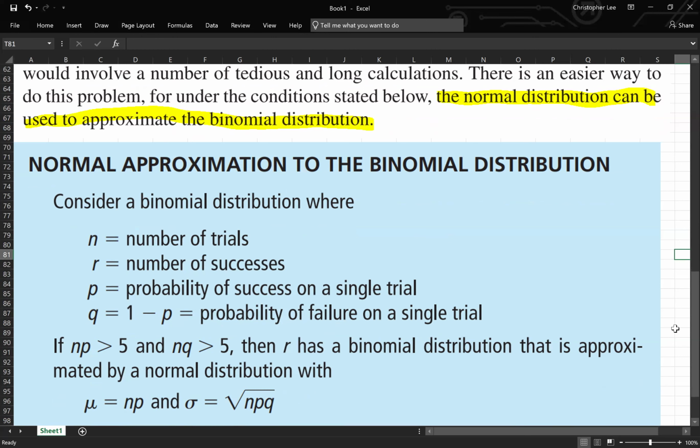If n times p is greater than 5, and, remember when we use that word and, that means both, n times q, which is our probability of failure, is greater than 5, then r has a binomial distribution that is approximated by a normal distribution with mu equal to n times p, and sigma equal to the square root of n times p times q.